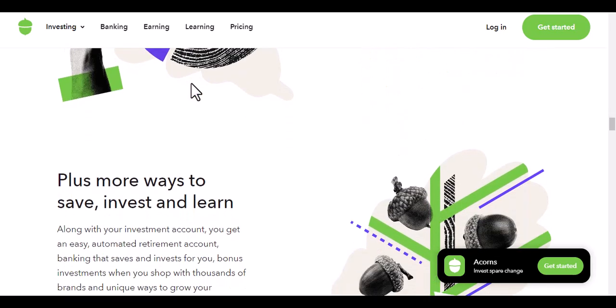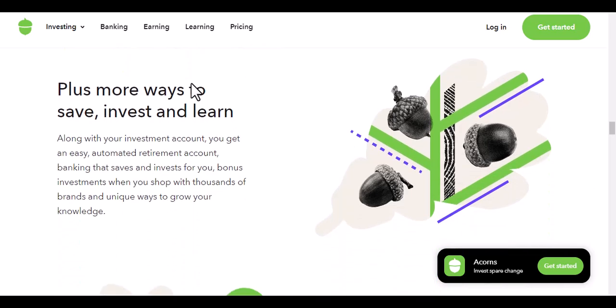Another alternative is to use a service like PayPal. PayPal is a popular online payment service that allows you to send and receive money from people all over the world. You can also use PayPal to transfer money between your Acorns and Cash App accounts.